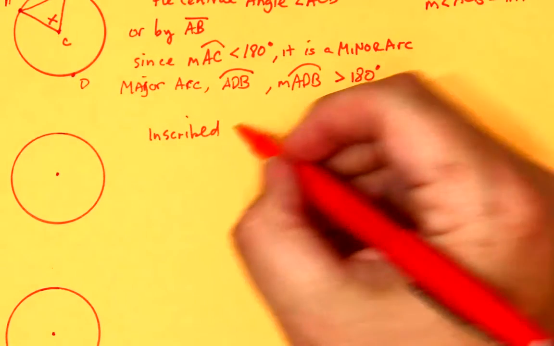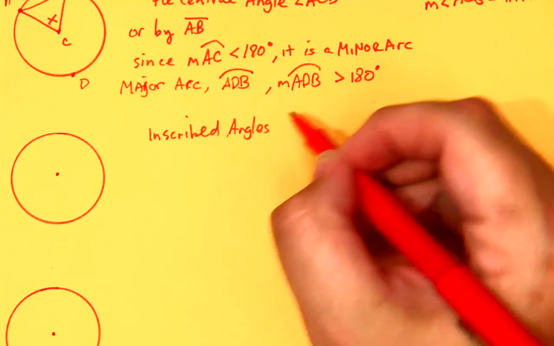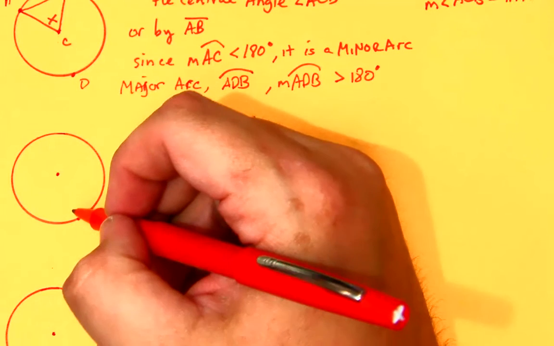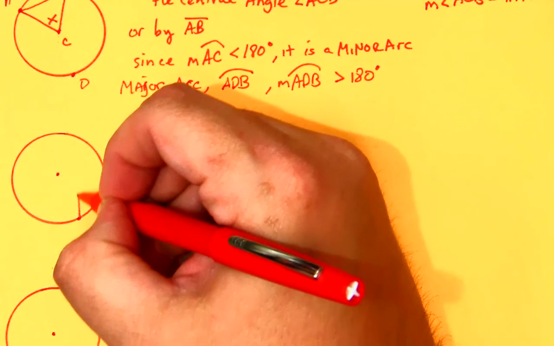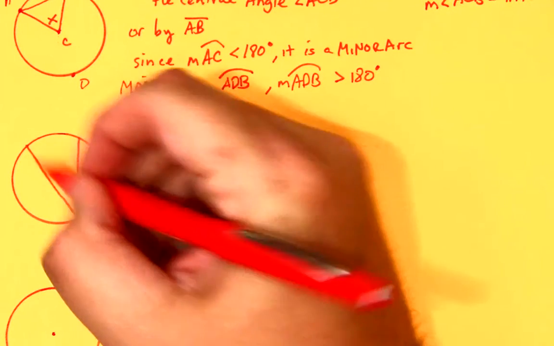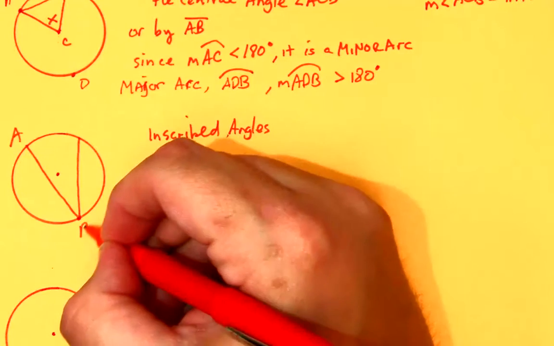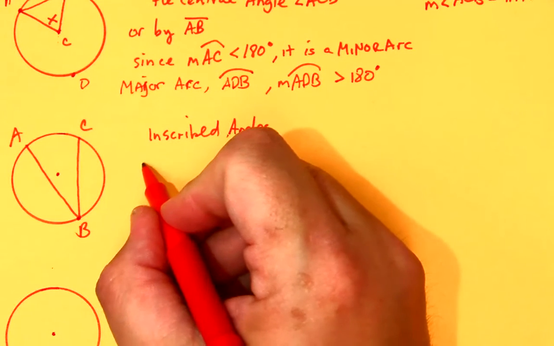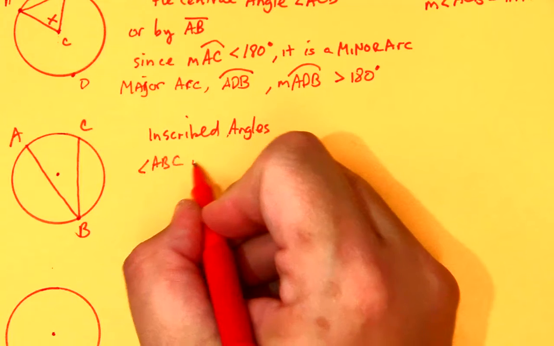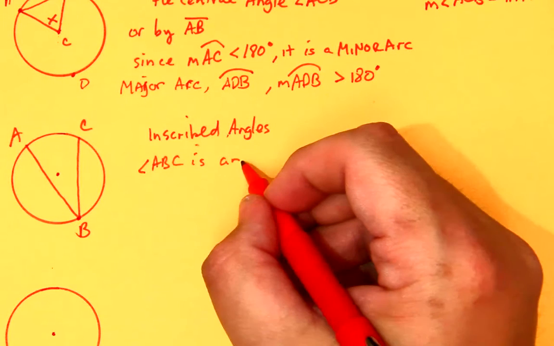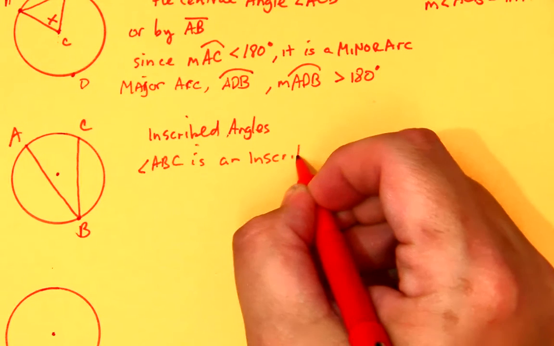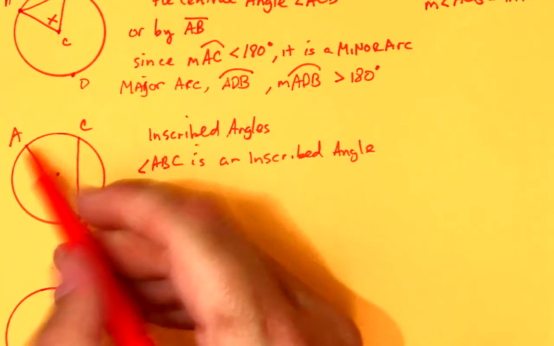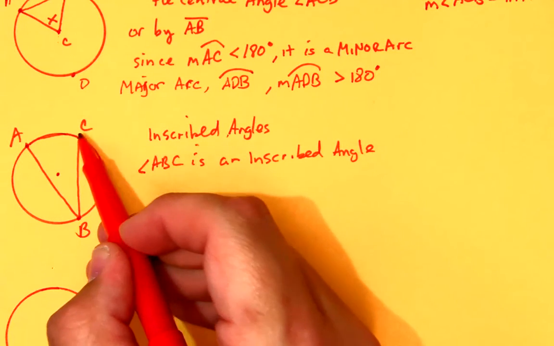The next one, inscribed angles. If we have an inscribed angle, the vertex of the angle is on a circle. It's at ABC. So angle ABC is an inscribed angle. Its intercepted arc is going to be AC.